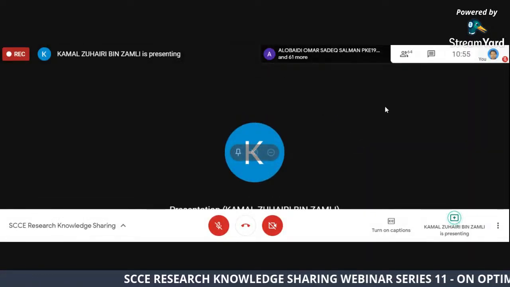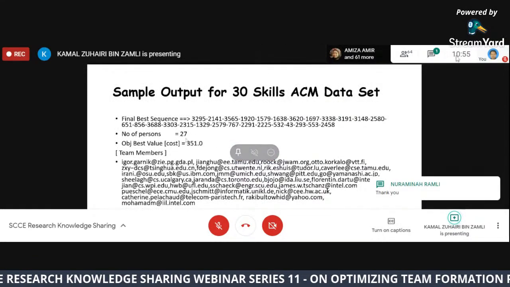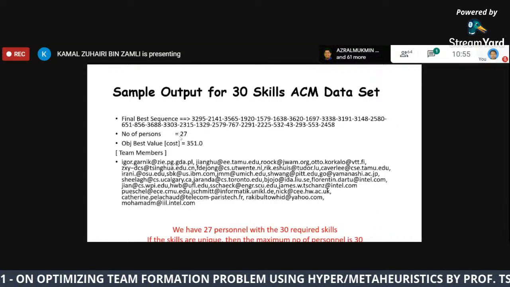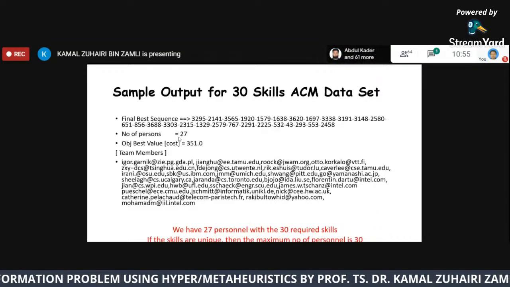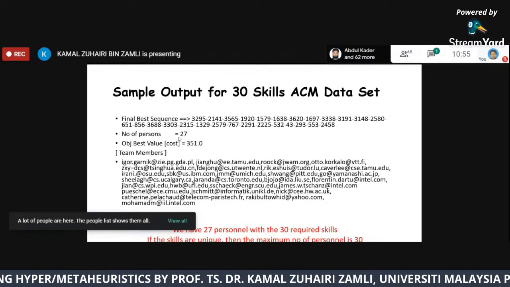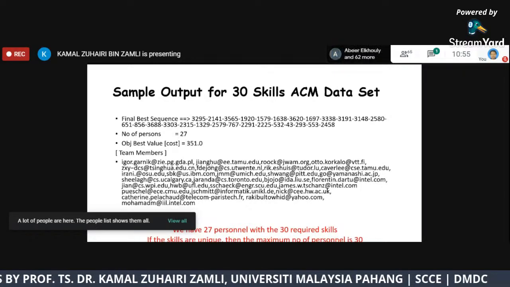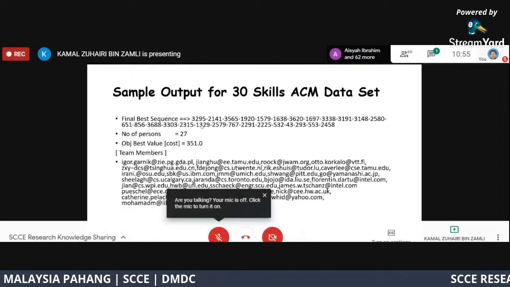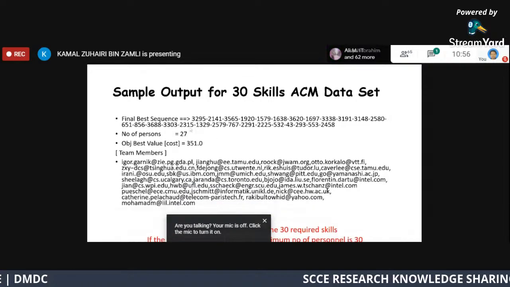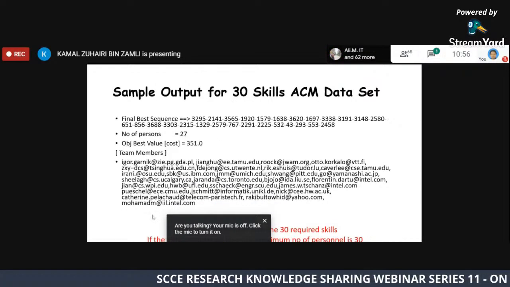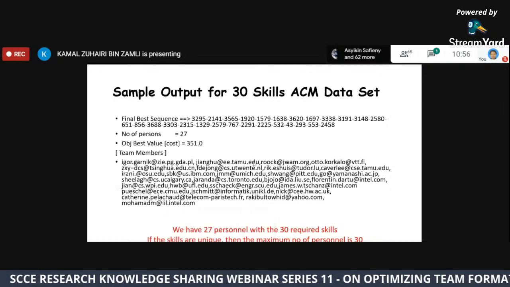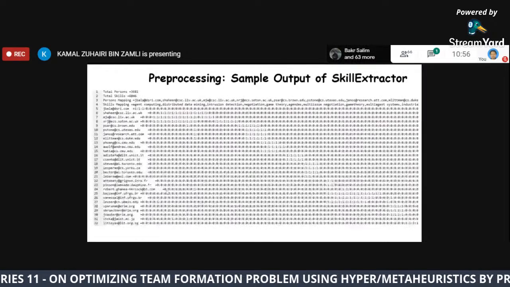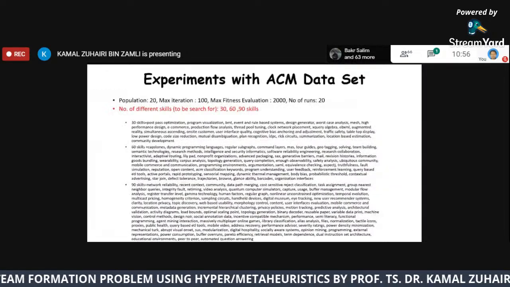That are having the minimum cost, a team of 27 persons, because we have 30 skills. Logically, with 30 skills the worst case is 30 people, where each individual has a unique skill. Here we have 27. If the number of people were, say, 40, then your algorithm is no good, because it means you have some redundant skills. So that's why we have 27 for 30 skills, and this is the minimum set of team that we can build with the 30 required skills that we have set.